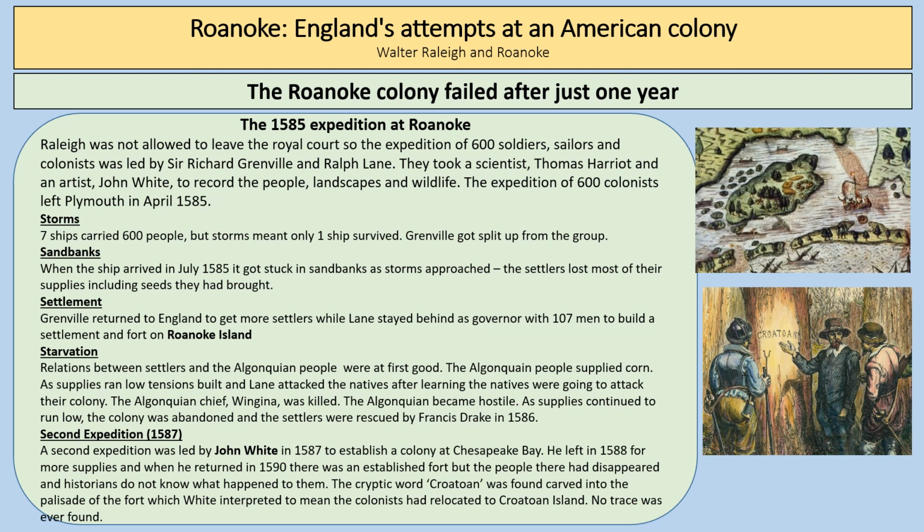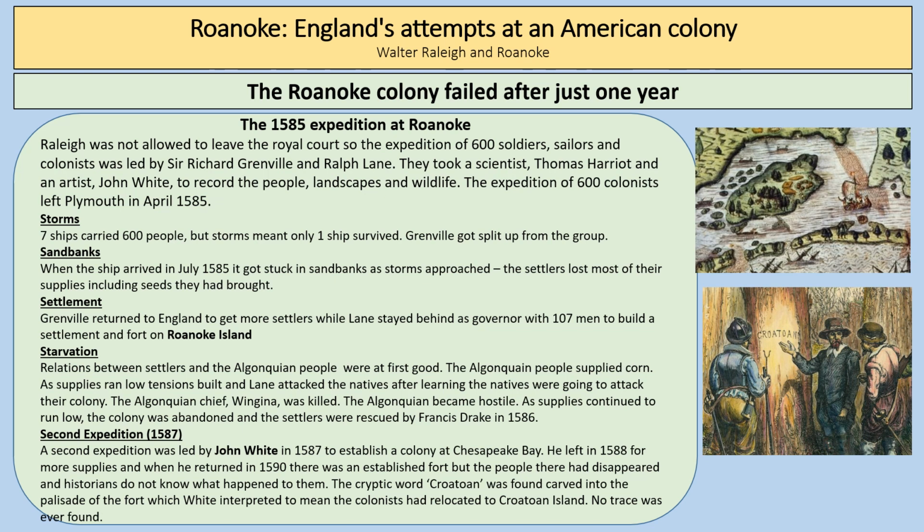They took a scientist, Thomas Harriot, and an artist, John White, to record the people, landscapes and wildlife. The expedition of 600 colonists left Plymouth in April 1585. Now, 7 ships carried 600 people, but storms meant only 1 ship survived. Grenville got split up from the rest of the group.